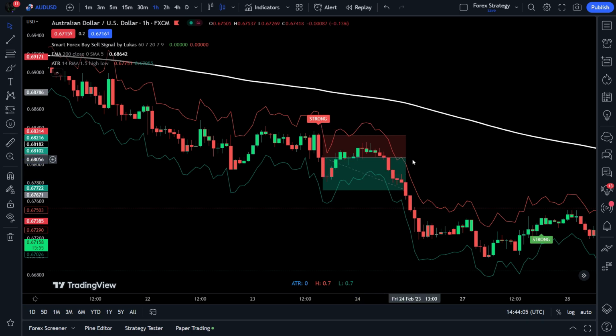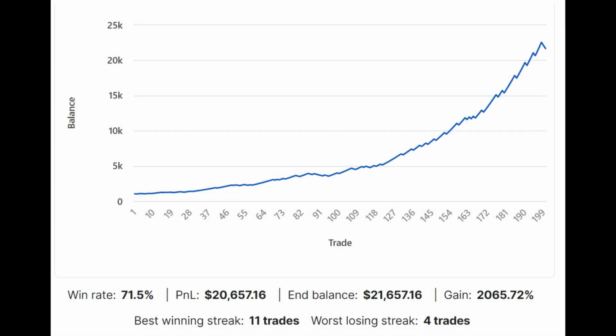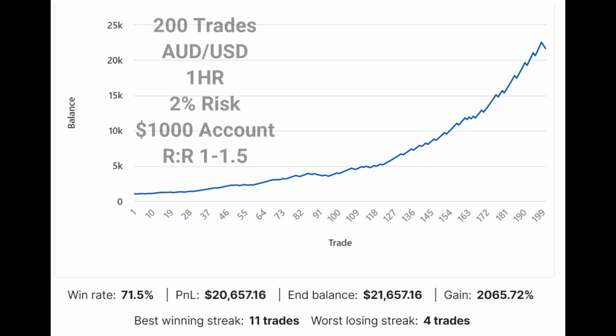Now that we have run through some examples, let's test our strategy and see if it is effective. I backtested this strategy 200 times, on the Forex pair Australian dollar to US dollar, 1-hour chart. I risked 2% per trade, starting on a $1,000 account, and my risk-to-reward ratio was fixed at 1 to 1.5. Let's run through these numbers here.